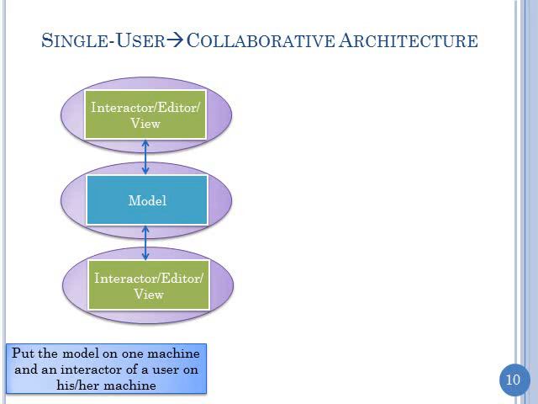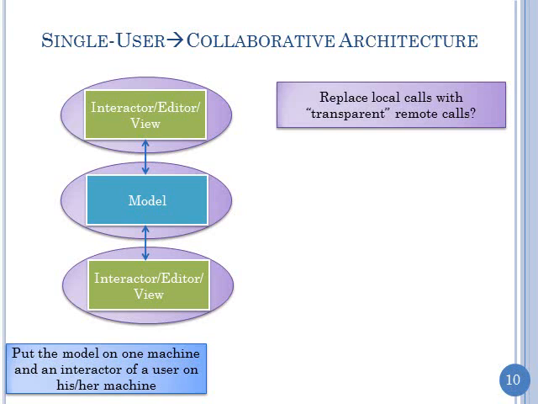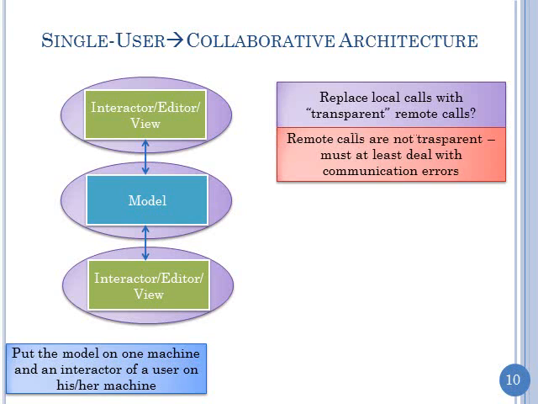Okay, so RMI is not that transparent because you have to worry about special kinds of exceptions called remote exceptions. So we might want to replace local calls with transparent remote calls, but they are not that transparent. You must deal with communication and failure errors.